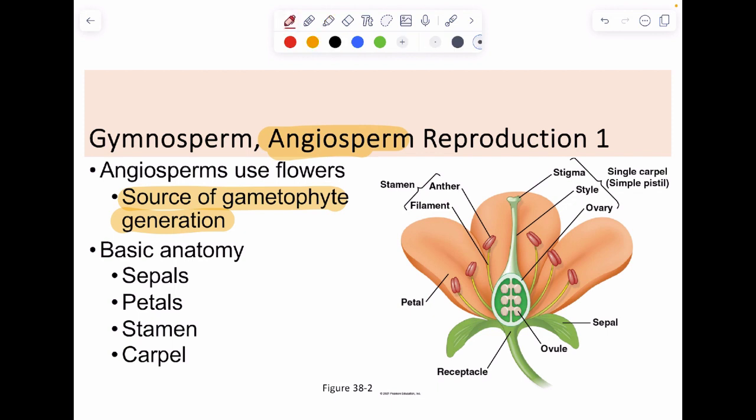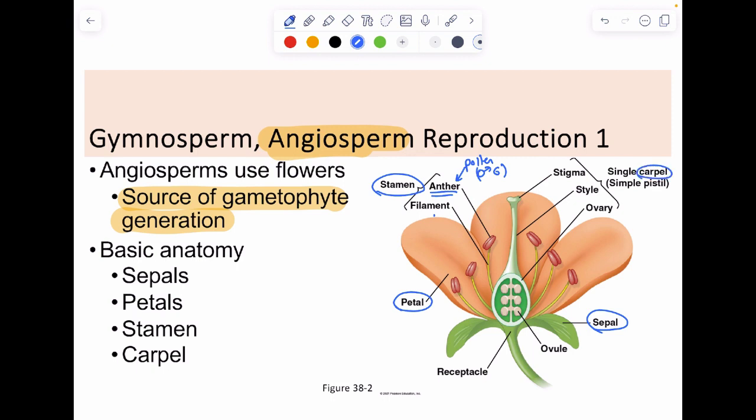So basic anatomy, we're going to have the sepals, which are going to be the leaves of the flower. We'll have the petals, which are going to have multiple colors, and they're usually there to attract pollinators. We're going to have the male component, which is called the stamen, composed of the anther and the filament. Within the anther is going to be pollen, and pollen contains the male gametophyte.